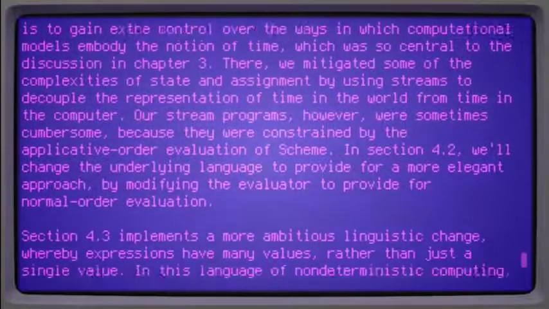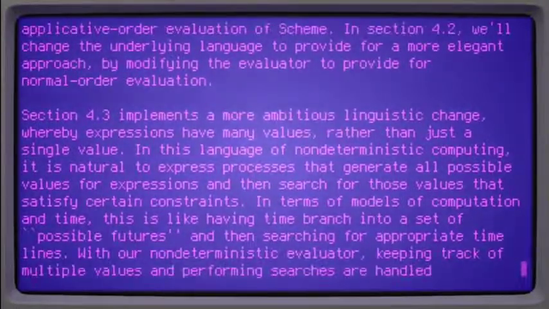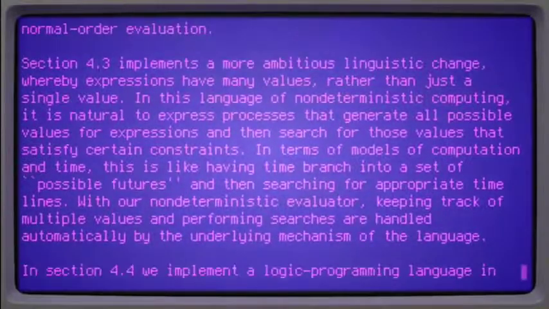Our stream programs, however, were sometimes cumbersome, because they were constrained by the applicative order evaluation of Scheme. In section 4.2, we'll change the underlying language to provide for a more elegant approach, by modifying the evaluator to provide for normal order evaluation.